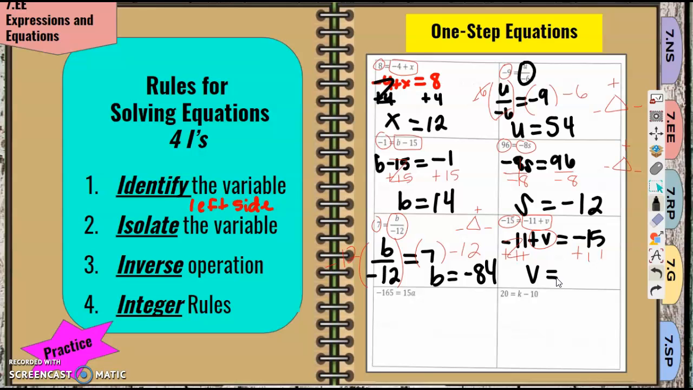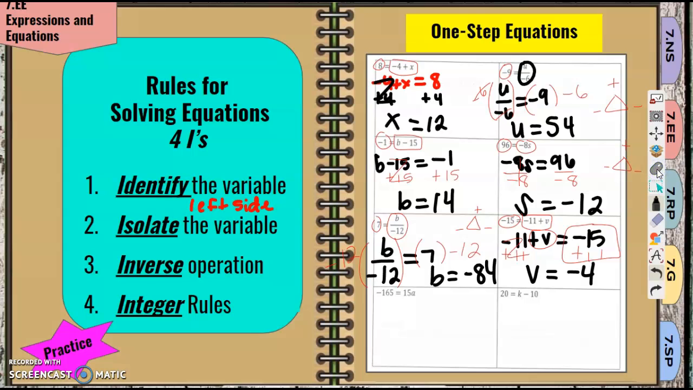So now I use my integer rules to solve negative 15 plus 11. My signs are different, so I subtract. 15 minus 11 is 4. The bigger number is negative, so my answer is v equals negative 4.